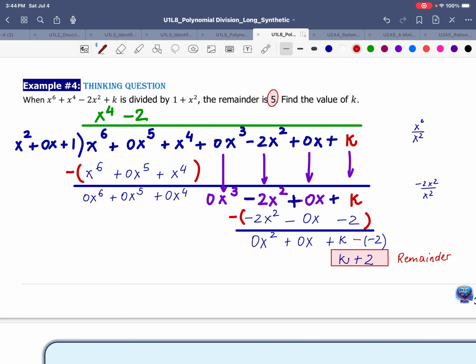So guess how we're going to solve for k, or how we figure out k. We're going to take k plus 2 and set it equal to 5. So k equals 5 minus 2, or k equals 3. So therefore, we're going to say that the value of k equals 3. And this is how we find the missing coefficient when we are given additional information of this nature.